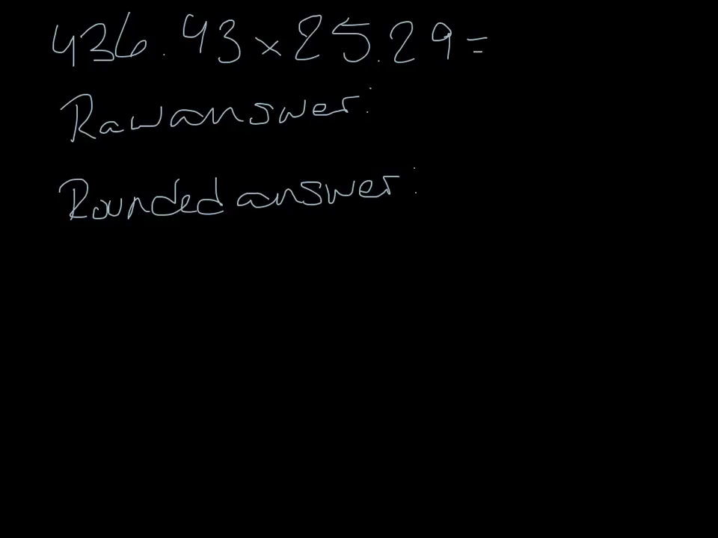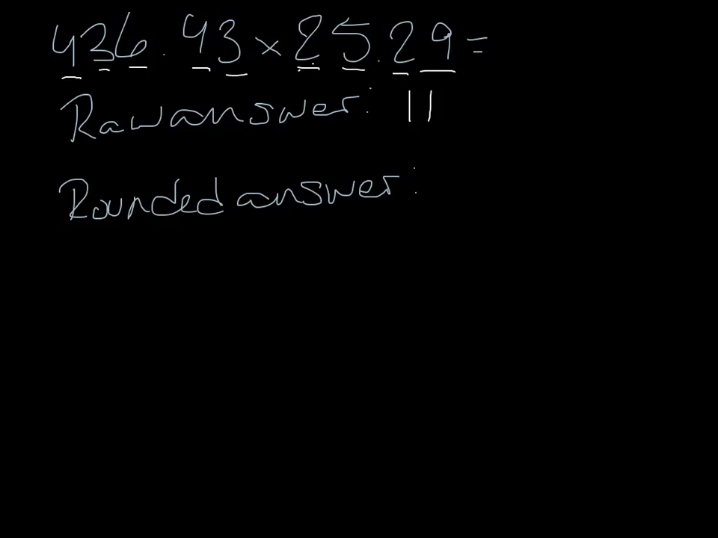Here we go, round one. We're taking 436.43 and multiplying it by 25.29. Step one, I must determine how many significant figures are in my two contributing numbers here. So the first number has a total of 5 significant figures, and the second number in my multiplication has 4 significant figures. Next, I'm going to actually do the multiplication and see what is my raw answer, or what do I just get as a number without any rounding involved.